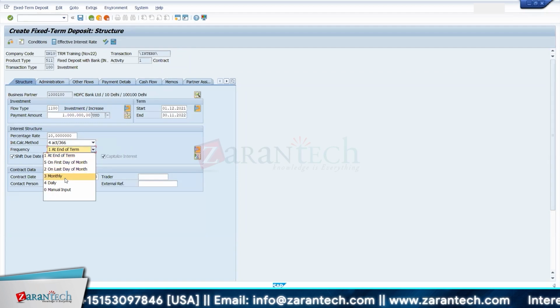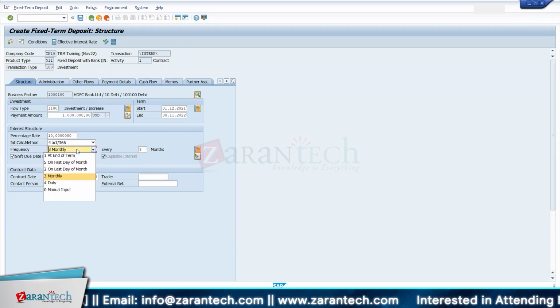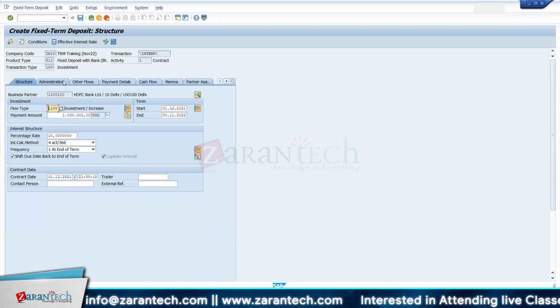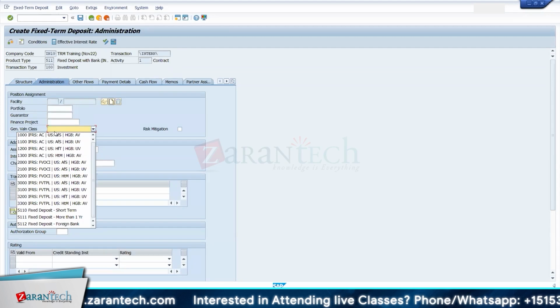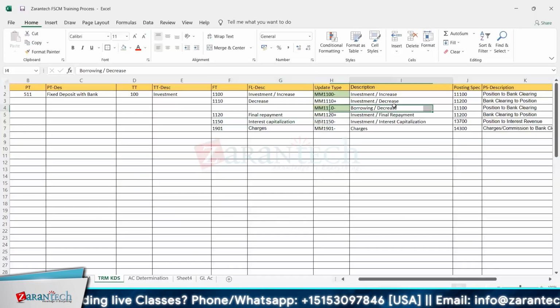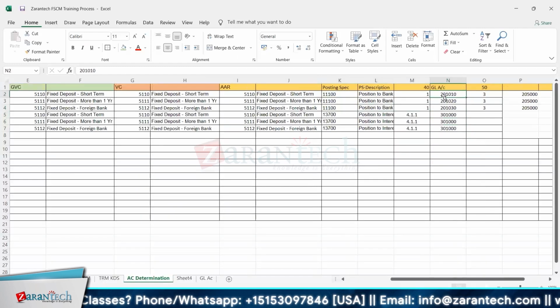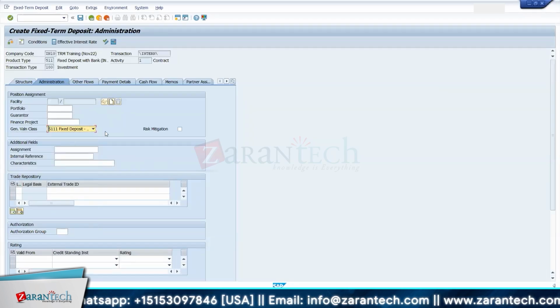Now here, if I say monthly, for the time, let me do this at the end of the term. Then we have admin. In admin, you can see we have the general valuation class. From here, I'm going to derive which GL account it is going to hit. If I select short term, then the GL account will be this. And if I select more than 1 year, then my GL account will be different. So this is the purpose.